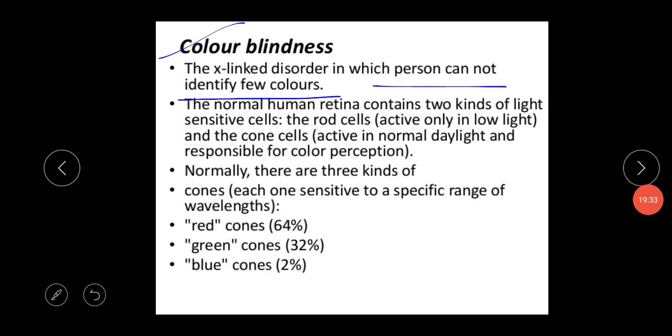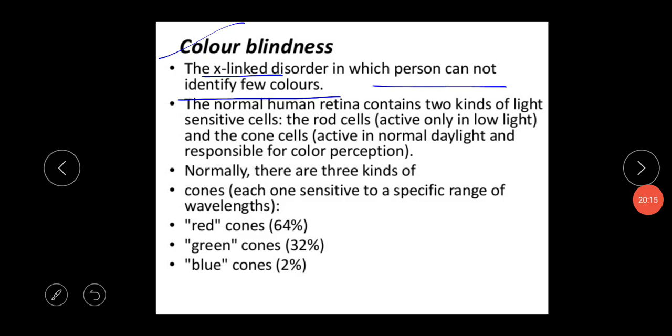Because the gene for color blindness is present on the X chromosome, that's why it is called an X-linked disorder. The normal human retina contains two kinds of light-sensitive cells, I think all of you know, the rod cell and the cone cell. The rod cell is active only in low light and the cone cell is active in normal daylight. There are two chemical pigments also. The rod cell synthesizes rhodopsin and the cone cell synthesizes photopsin. These two cells are responsible for color perception.